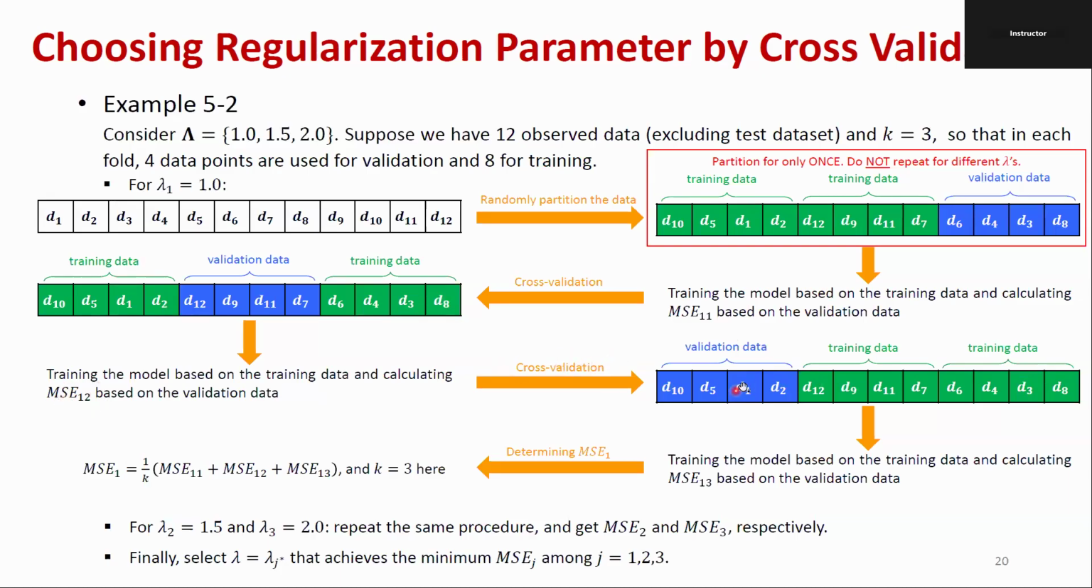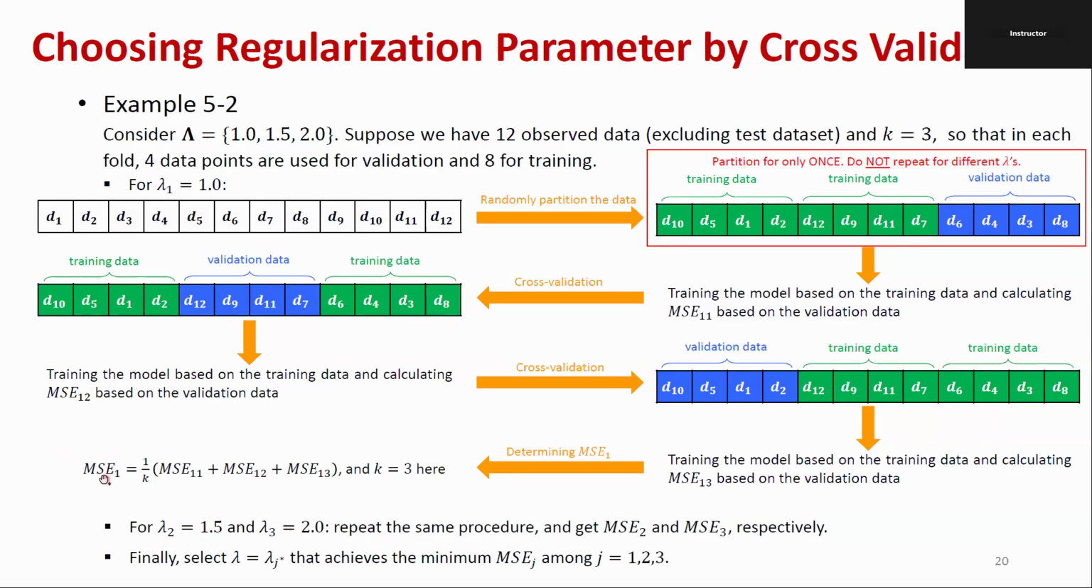Again, cross-validation. This time I will choose the first subgroup to be my validation data, and the others to be my training data. And again, I get the betas, and then I can compute the MSE13 based on my validation data. So I have MSE13. Then, because k equals 3, I can calculate the MSE1, which corresponds to my lambda 1 equal to 1.0. This one equals 1/3 of MSE11, MSE12, MSE13, which is the average. And then this MSE1 corresponds to my lambda 1.